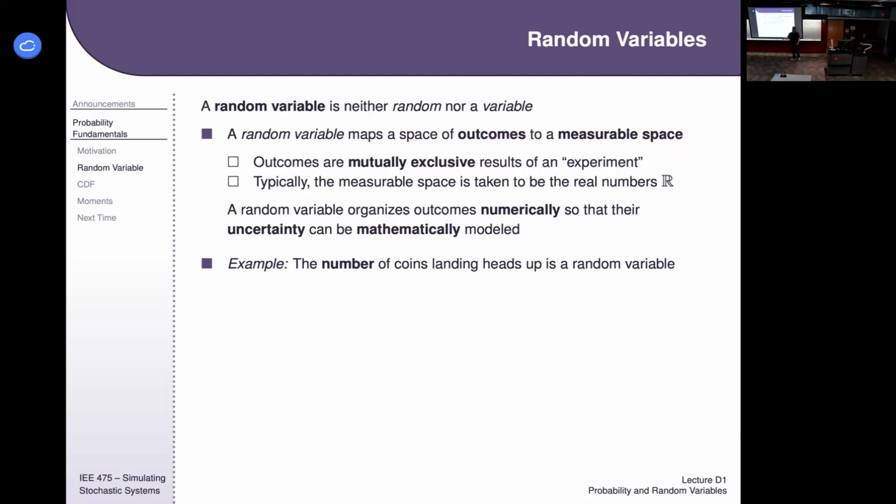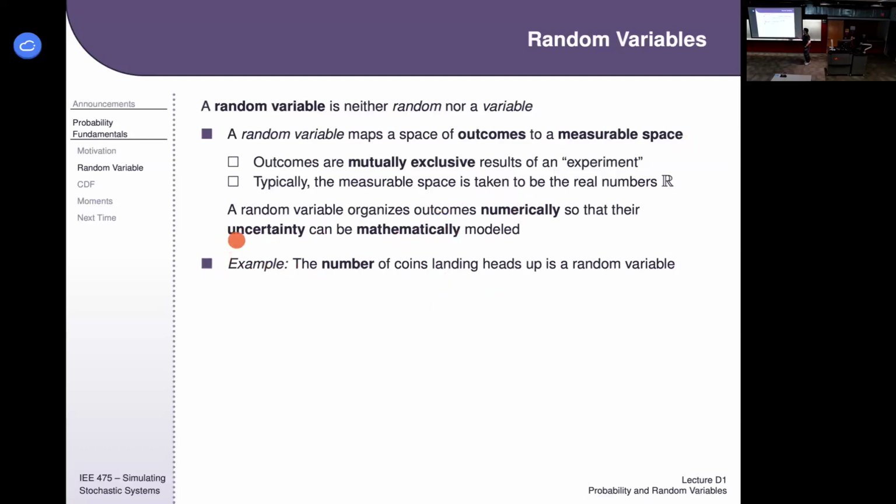And so for this class, the only measurable space we worry about are the real numbers. The idea here is that every outcome might map to a particular real number, and every set of outcomes maps to a set of real numbers. And that mapping is the so-called random variable. So when people talk about random variables, that's what they mean. It just organizes outcomes in the real world numerically so that their uncertainty can be mathematically modeled.